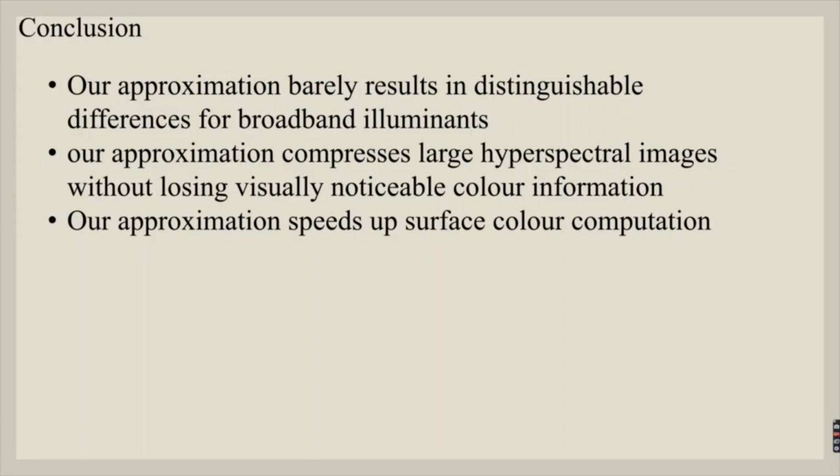As a result, we can say that the approximated rendering can be used to precisely and reliably specify colors of object surfaces in the natural environment, but we still can't use it on artificial illuminants. However, we also need to do the experiment in a lab setting under controlled conditions to see if we get the same results. And also, our approximation compresses large hyperspectral images without losing visually noticeable color information. And finally, it speeds up surface color computation.